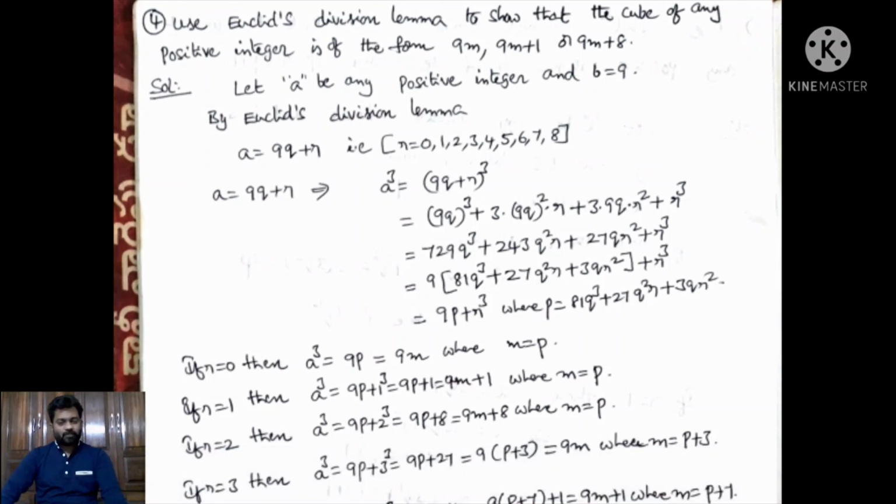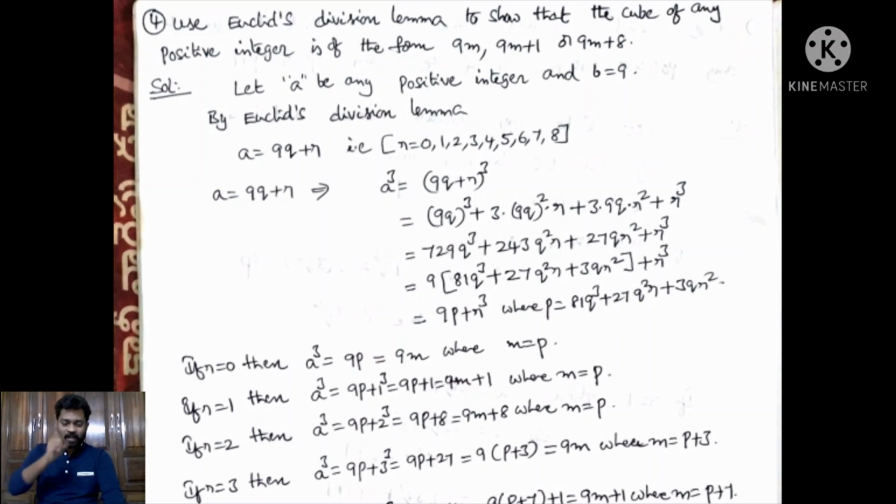Fourth sum. Use Euclid's division lemma to show that the cube of any positive integer is of the form 9m, 9m plus 1, or 9m plus 8. That is the solution. Let a be any positive integer and b equal to 9, then r equal to 0, 1, 2, 3, 4, 5, 6, 7, 8.